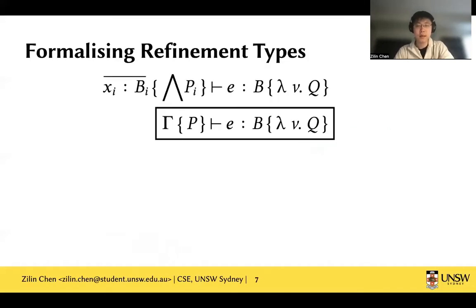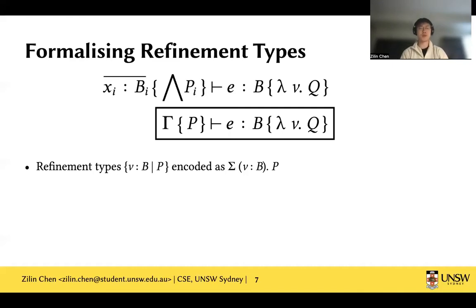The judgment in the box is what my formalization is based off. We split refinement types into two portions. One is the simply typed portion, and another one is about the refinement, which is encoded as a Hoare triple.